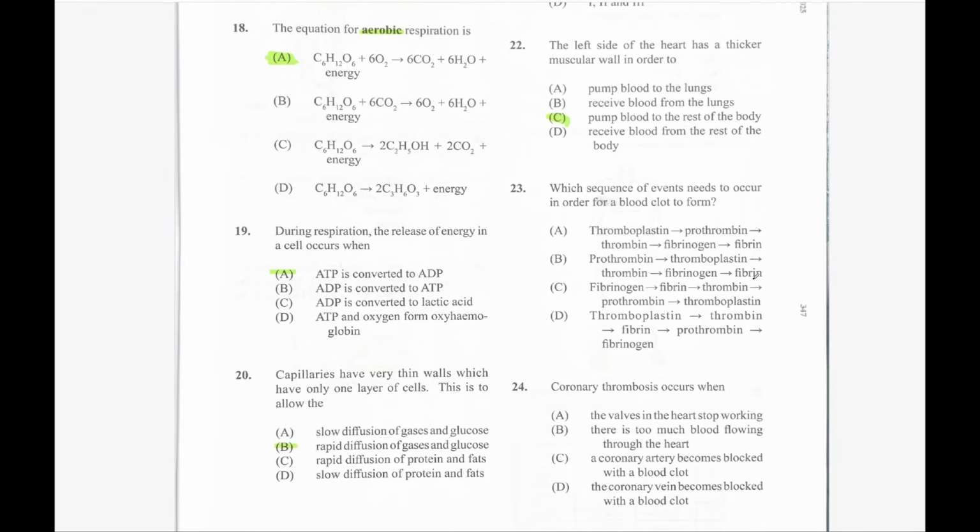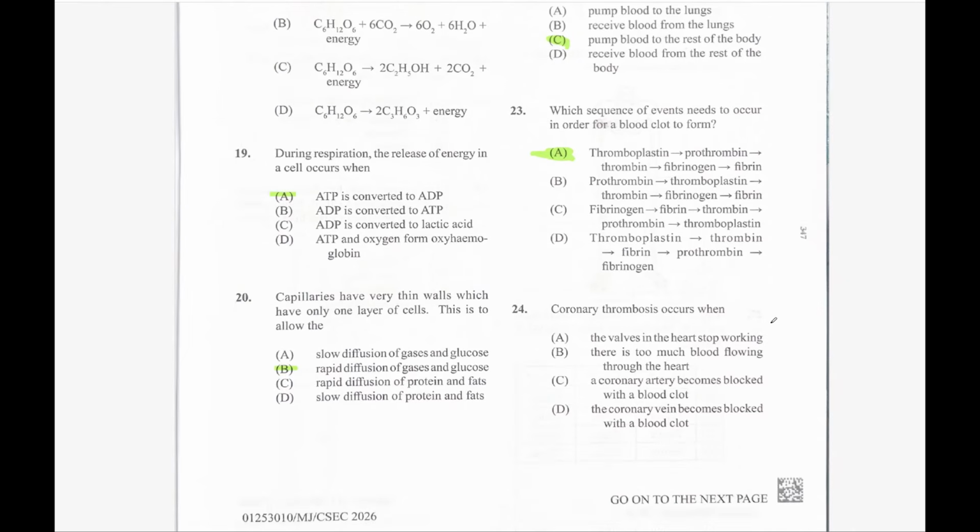Question 23. Which sequence of events needs to occur in order for a blood clot to form? We have to start off with thromboplastin, and that kicks off everything. So we are seeing that there are only 2 answers starting us off here. The thromboplastin activates the prothrombin, and that converts it to thrombin. Fibrinogen is converted to fibrin to make the whole mesh that we want in the clotting of blood. So the answer is A for 23.